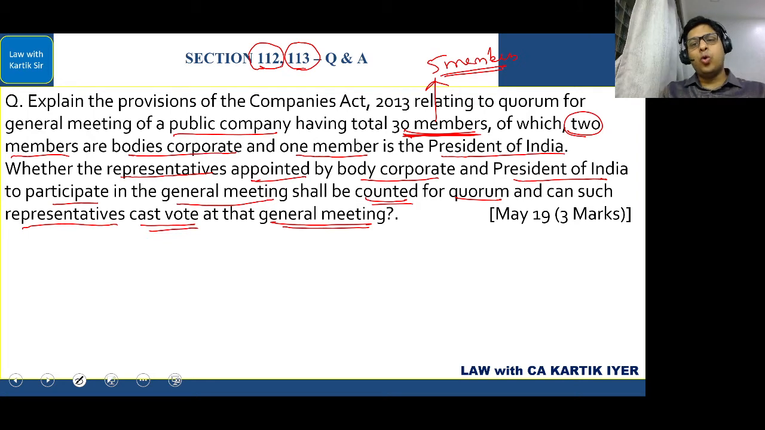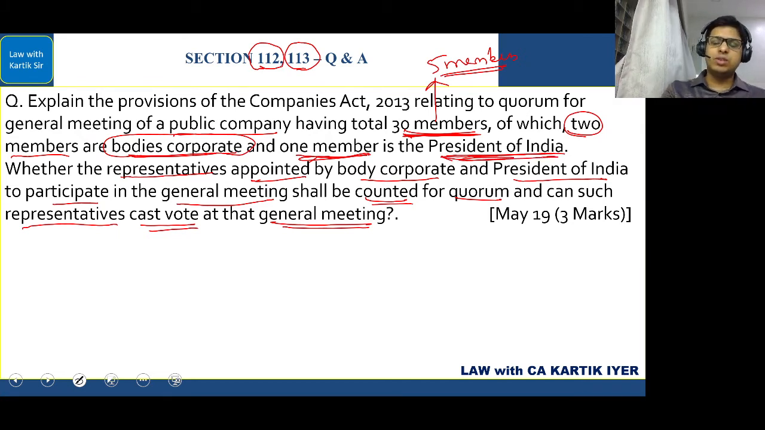Now that is what you just mentioned. They have not said that only 2 members of the body corporate and 1 member the President of India have come. They have just mentioned that these 3 persons have also come. What to do regarding these? We will just say that these 3 persons, that is the 2 members who are representing the body corporate and 1 member who is President of India, when they come for the meeting, can they act as members? The answer is yes. Even their representatives will be, of course, members only. Easy to understand, simple. That is May 19. Small question for 3 marks.